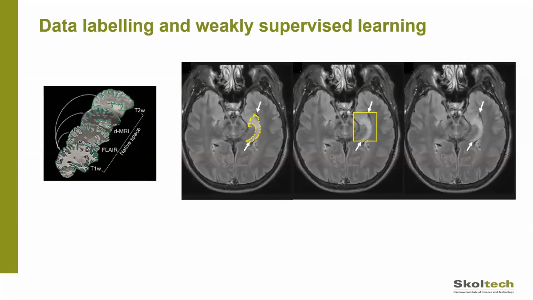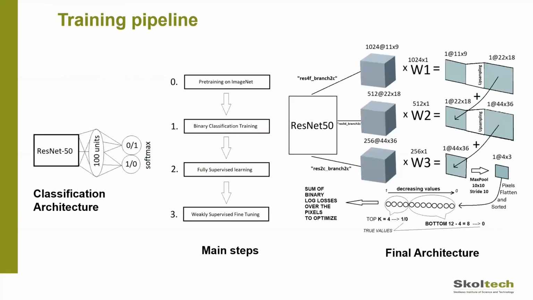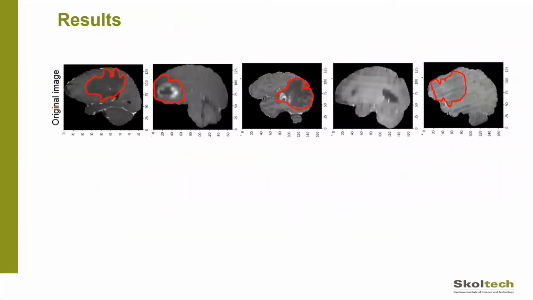Okay, I'll skip the details. If you want to see the details, you can read this paper. We constructed some architecture of neural network that is able to take these ideas into account. And here is the result. So in red, we depict the label provided by a radiologist.